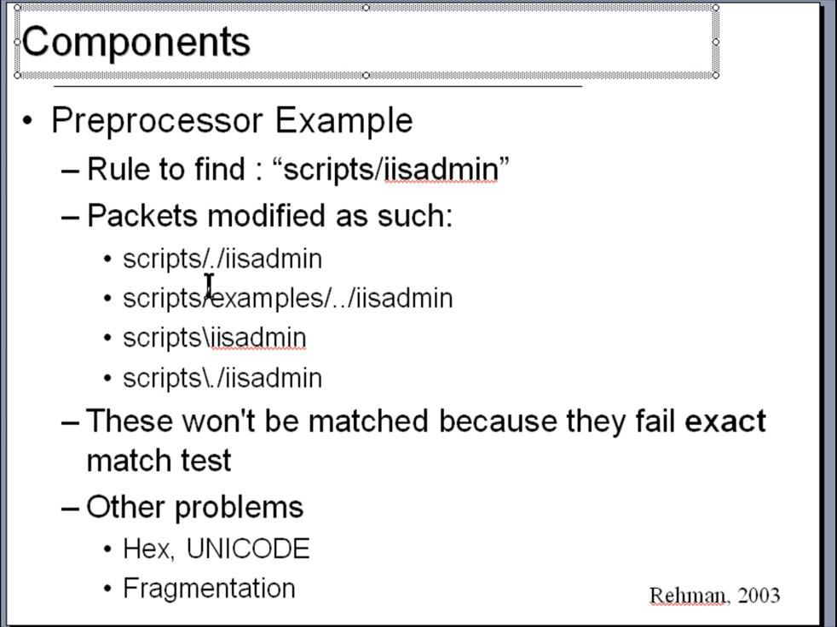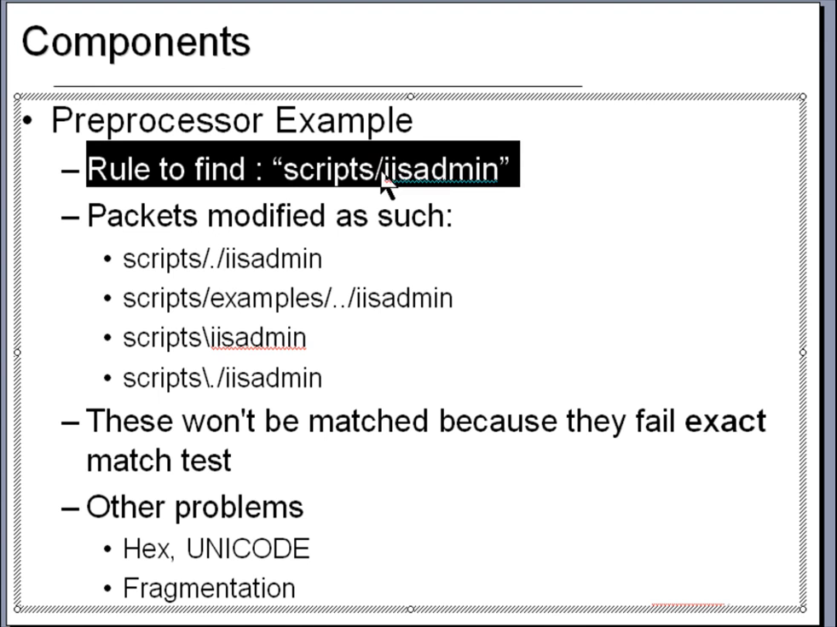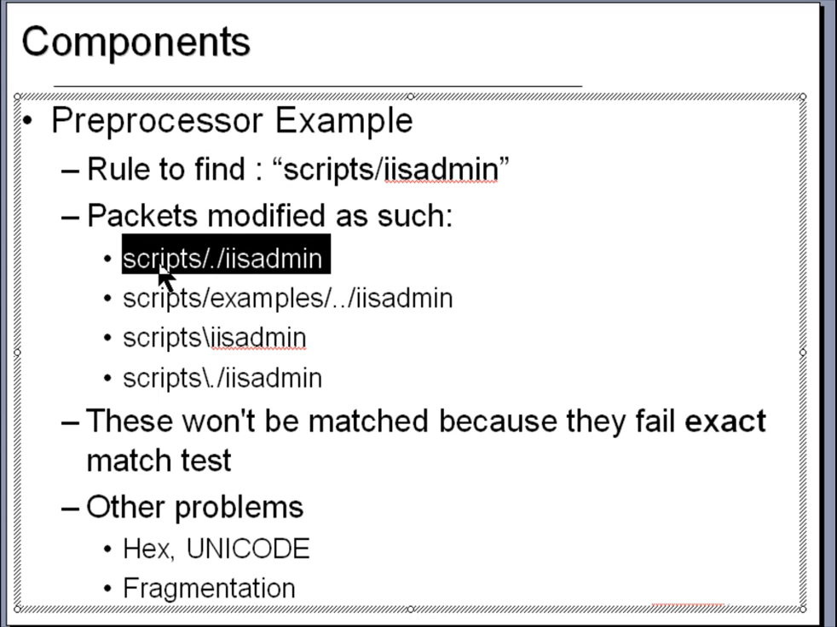If you had scripts /./, the ./ means what? It means the current directory. And so this is the same as this. However, in matching, this is not going to match this unless this is normalized or reduced to its canonical form, which would be this. Same thing here. Script examples /.// IIS admin. If you look at the // that means the parent directory of here, which means this now moves up to here. So once again, we've got scripts IIS admin.